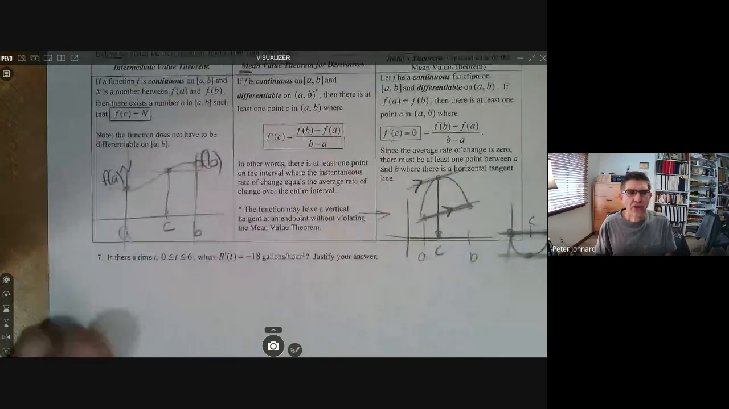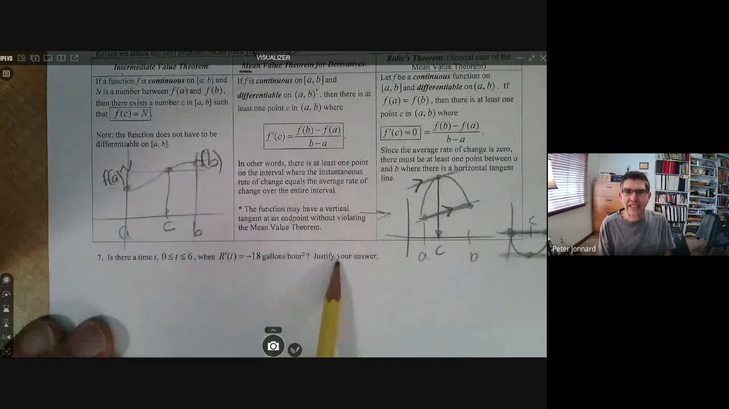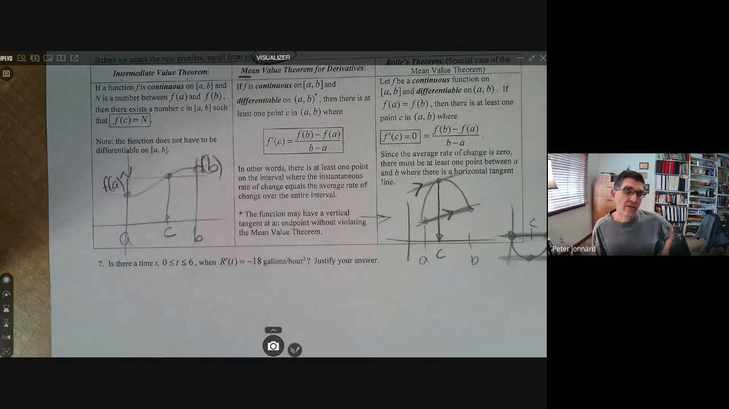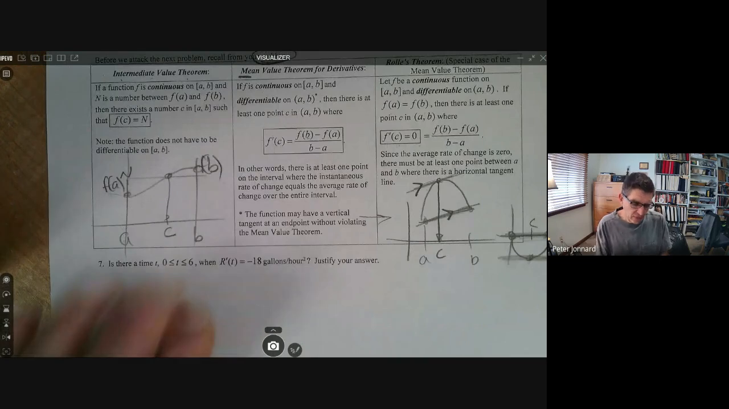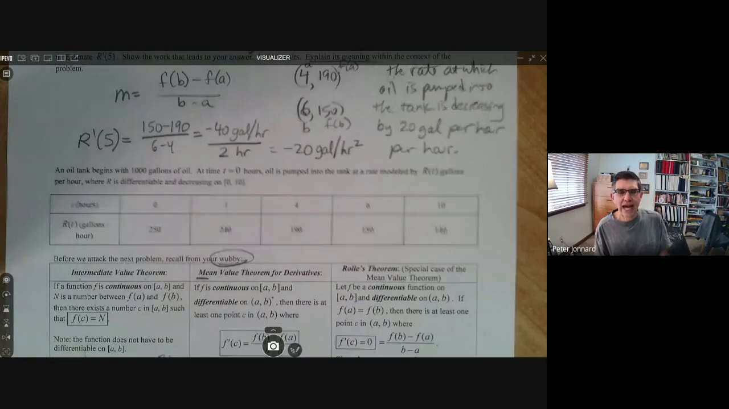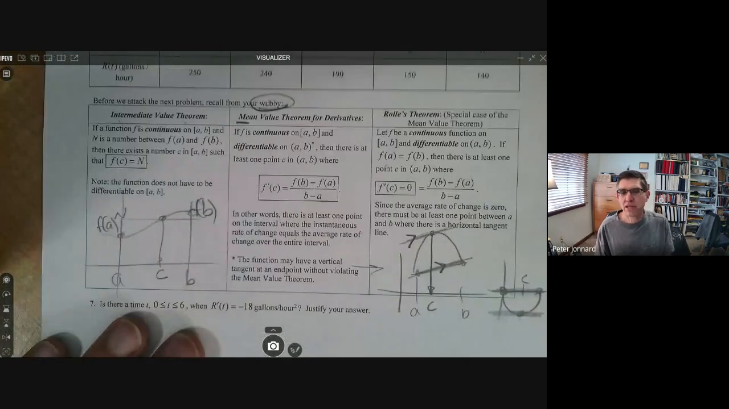Okay, then they will ask you a question like this. It seems kind of out of left field, and you'll get accustomed to expecting these. When they give you a table of data, it is very common for them to ask you to apply one of these three theorems.